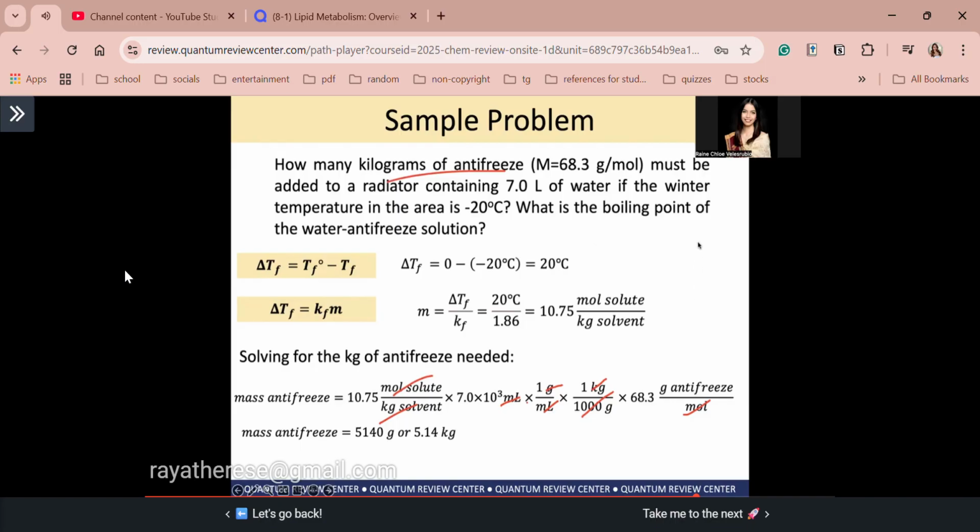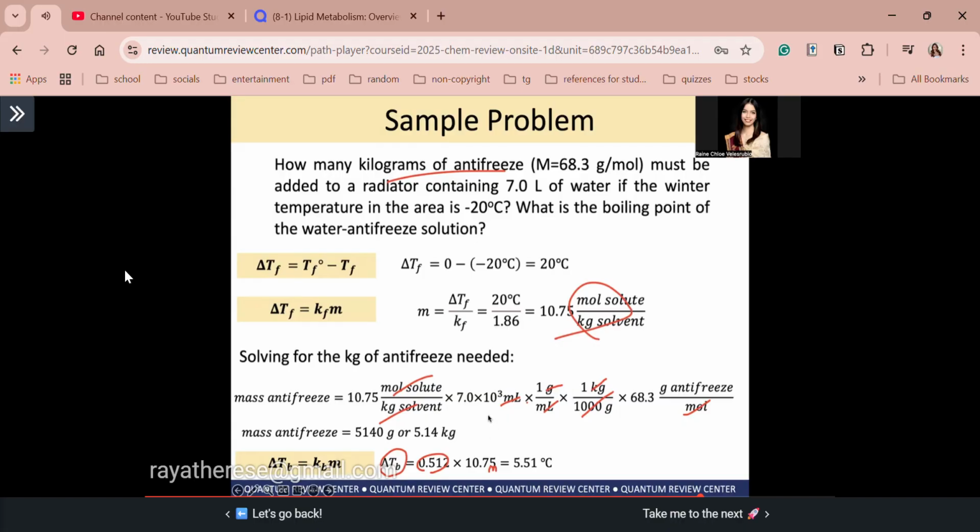Next, we solve for the boiling point of the water antifreeze solution. So this is through this equation. So this time, guys, gamitin lang natin ang same molality value natin to get the change in boiling point. Okay? So the change in boiling point is equal to 0.512. Again, guys, this is a constant, 0.512 degrees Celsius over molal. Dapat alam na natin yan, memorize natin yan. Times 10.75 molal. We get 5.51 degrees Celsius.